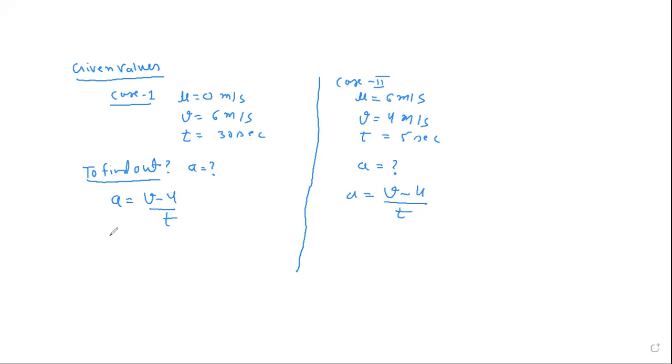So this is how much? Is it 5 meter per second? Huh? Sir, is it 5 the answer? 5. How come 5? v is how much? 6 meter per second. u is how much? 0. So v minus u is this. 6 minus 0 divided by time is 30. This is 1 by 5. What is unit?